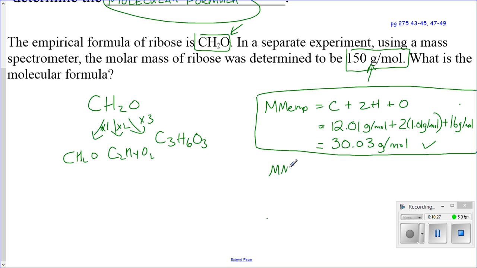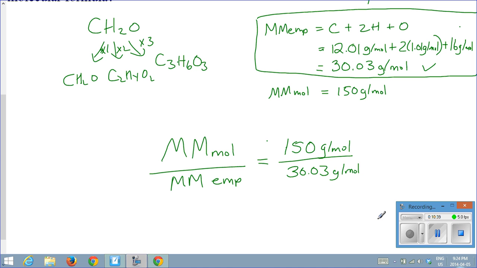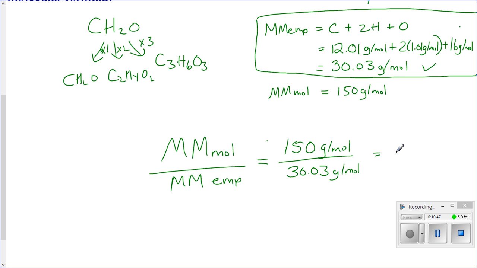Let's compare that to the molar mass of our molecular. And we find out it's just from our question. It is 150 grams per mole. Well, just look at that. What's the difference on average between those two numbers? If we divide our molar mass of our molecular, and you should always write this down because this is how you do it all the time, divided by the molar mass of the empirical, we find out that it's approximately 5 times larger. As a matter of fact, it's almost exactly 5 times larger.